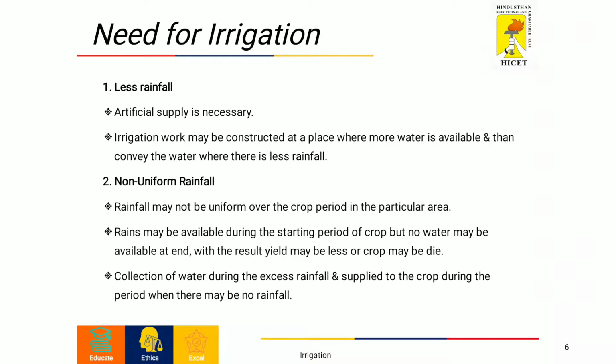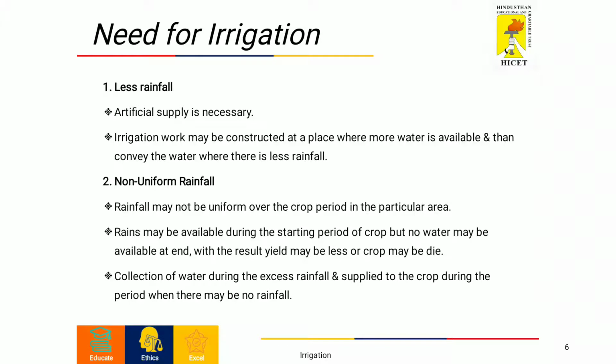The first thing is because of less rainfall. So if an area receives less rainfall, artificial supply is necessary. That is, irrigation is necessary. Second thing is that irrigation work or construction may be constructed at a place where more rainfall is available, and then the water has to be conveyed to where there is less rainfall. That is, the access to the deficit area.